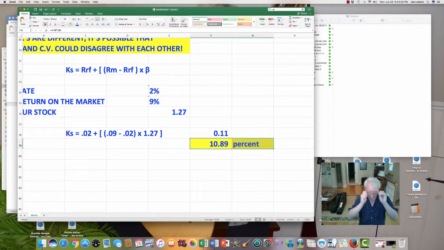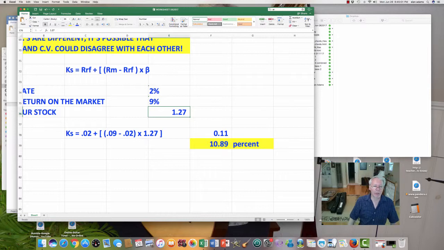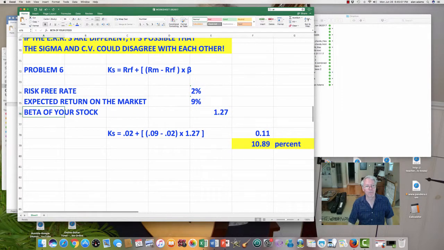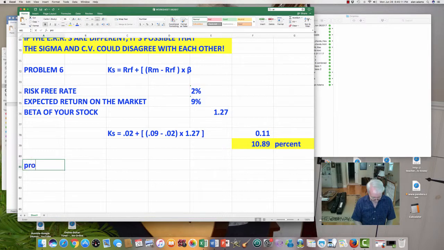It's that easy. Now, if that number had been 9% or less, I would have known I did something wrong, because that beta of 1.27 tells me this stock is more responsive than the market. Therefore, it would have to return a number greater than the 9% that the market is returning. All right, next we'll do problem number 7.